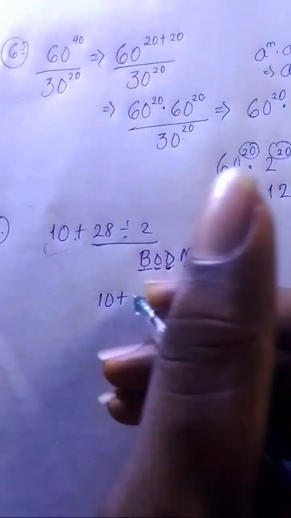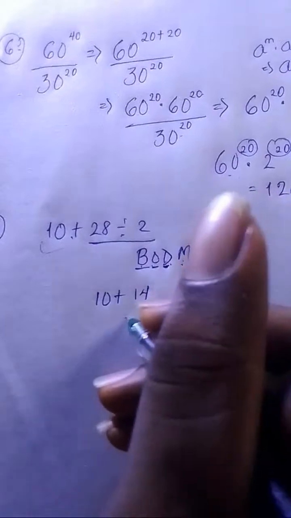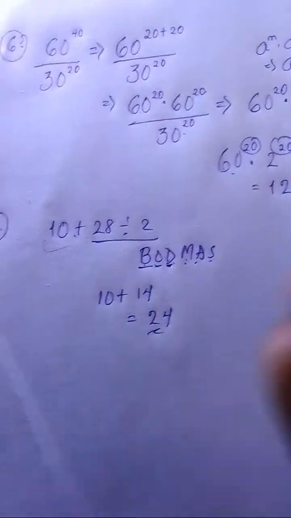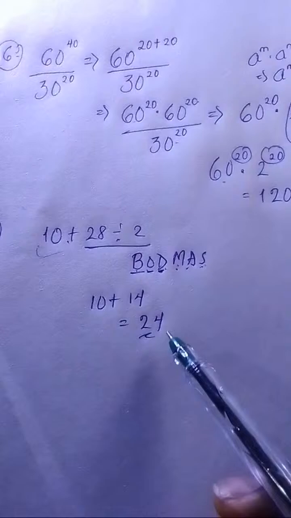Then we have 10 plus 14. So 10 plus 14 gives us 24, right? So the answer for this is this, right?